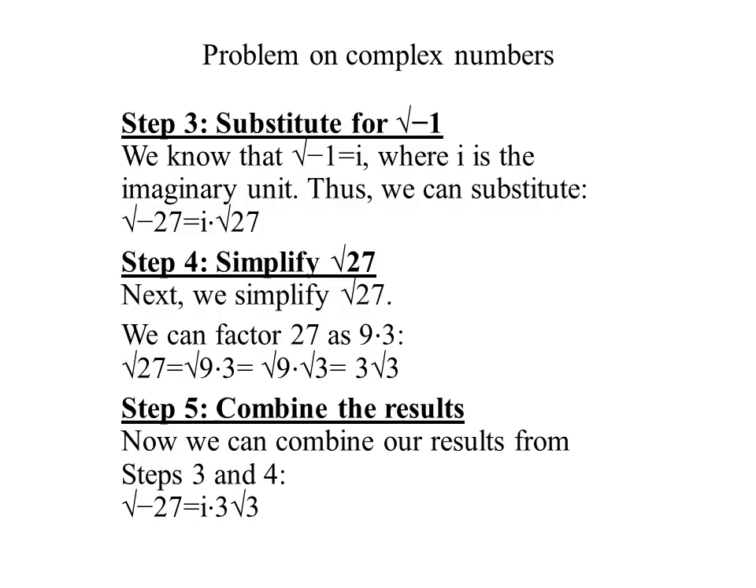In step 5, we combine the results. We can combine the results from steps 3 and 4. We get root of minus 27 is equal to i into 3 root 3.